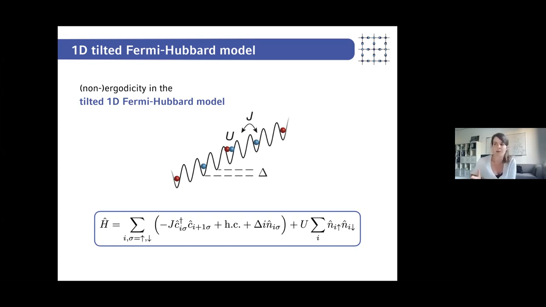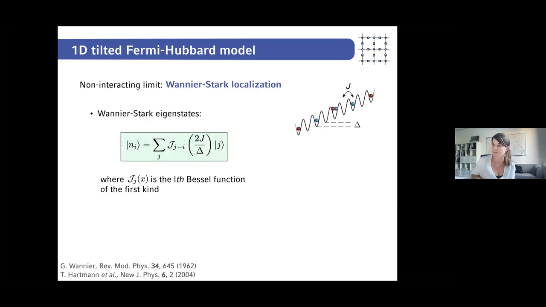And this is very nice because in our experimental setups, it is relatively easy to implement this type of tilted lattice model. Now, why did people look into this model in the first place? I think one of the motivations is that we know that in the non-interacting limit, the system is so-called Wannier-Stark localized. If we compute the eigenstates of this tilted lattice model, we find Wannier-Stark states.